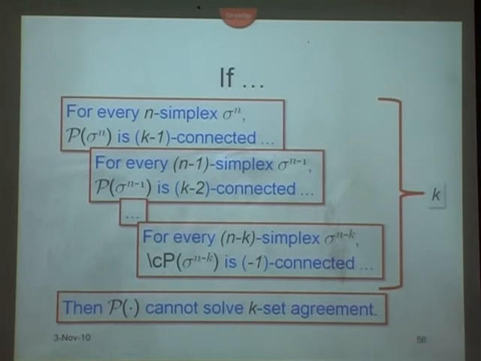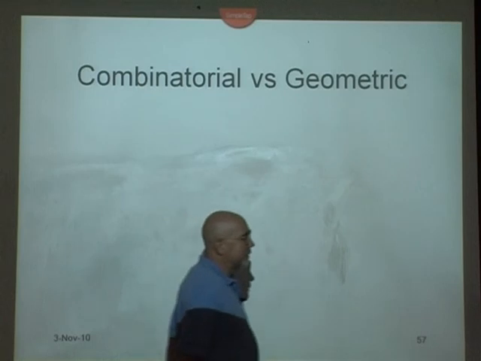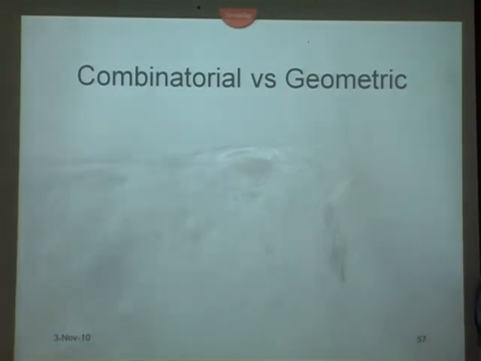So if this happens, then you can't solve a k-set agreement. You notice that I've snuck in some continuous mathematics here. And some of you may be feeling a little uncomfortable because really we've only defined complexes in combinatorial terms. Never mind the pictures. I told you that a simplex is a set, a complex is a set of simplexes, which is a set of sets.